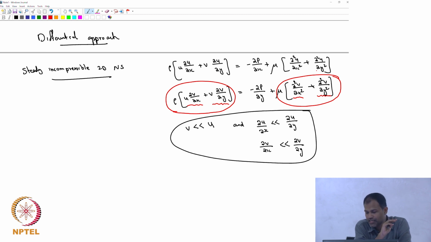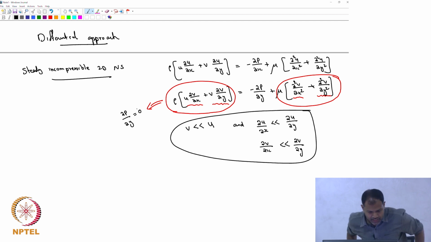The reason I want to say it is that if you look at this entire equation, these terms come out so small that you essentially end up with ∂p/∂y equal to 0. In other words, the pressure variation across the boundary layer is negligibly small. Therefore pressure variation is only in the x direction. It's not there in the y direction inside a boundary layer.